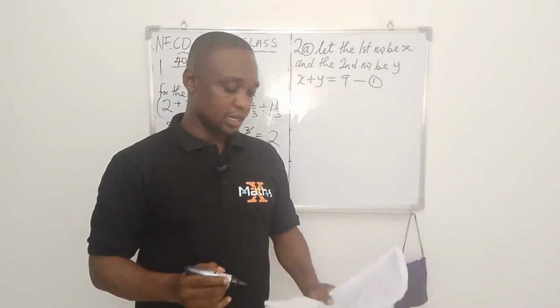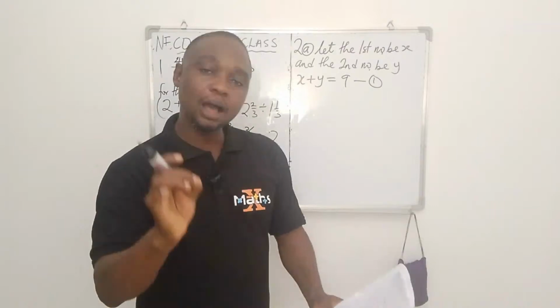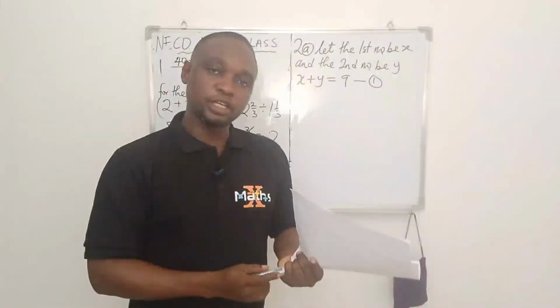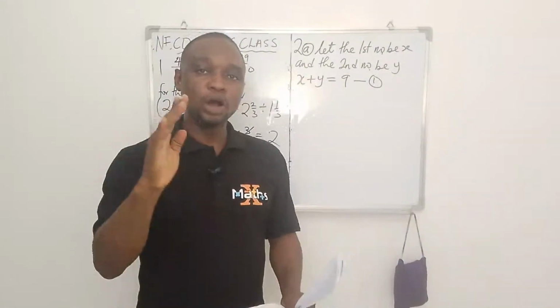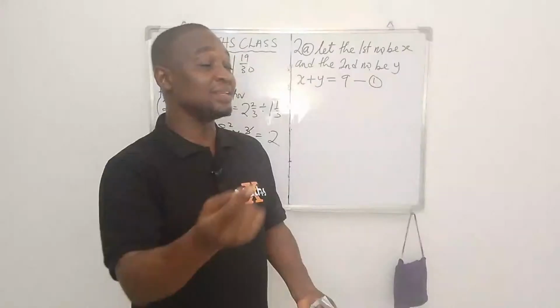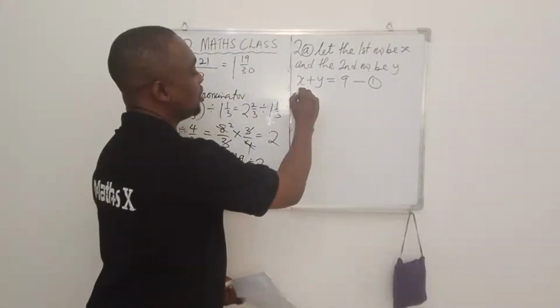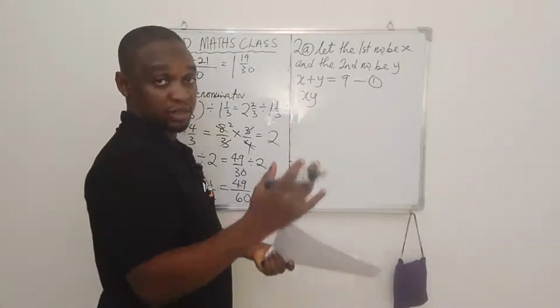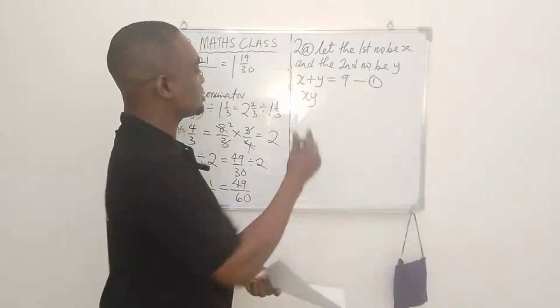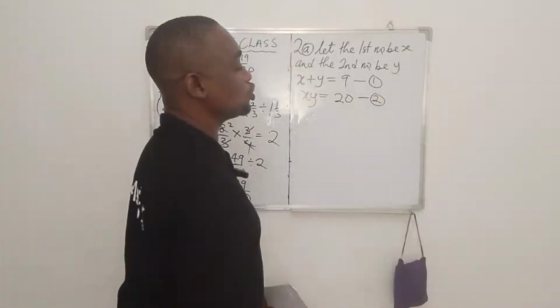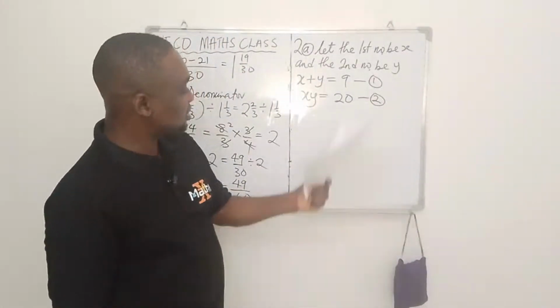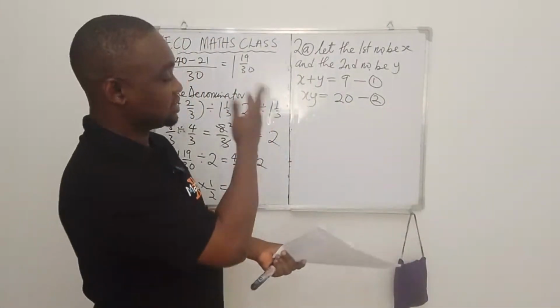Second statement is that their product is 20. What is a product? A product speaks of a multiplication. So you are going to multiply the same x and y, because x times y is xy in maths. So xy is 20. You can call that your equation 2. So this is taking you to a simultaneous equation.